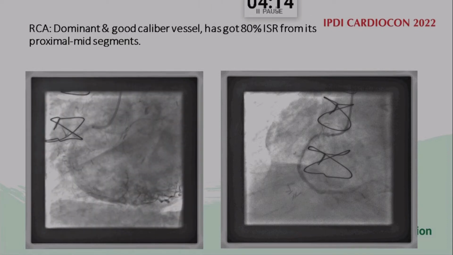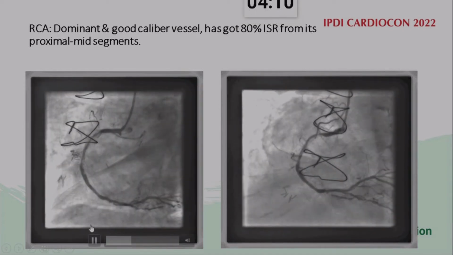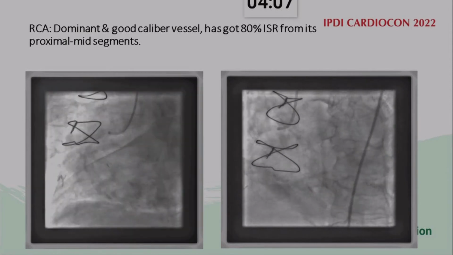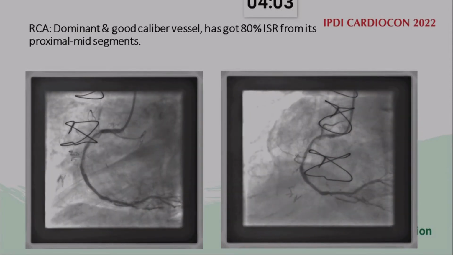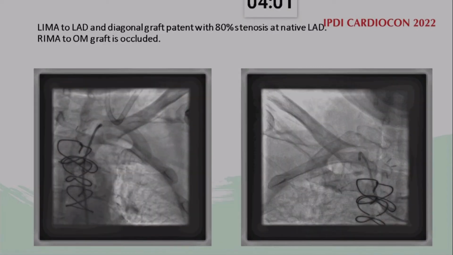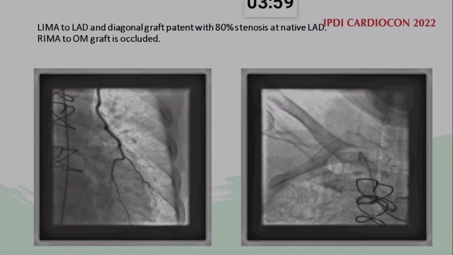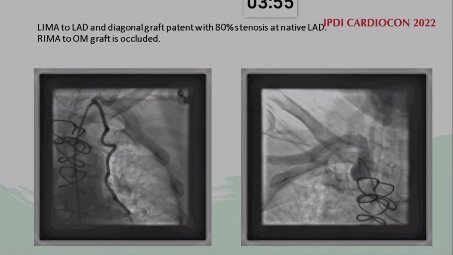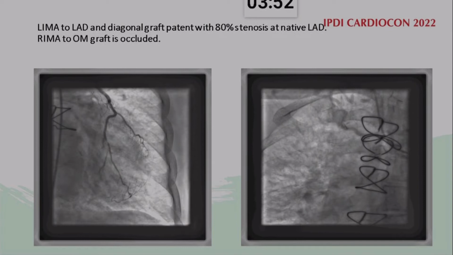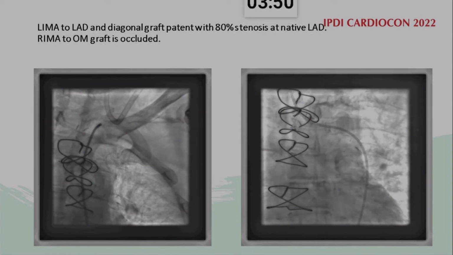RCA is dominant and a good caliber vessel and has 80% ISR from its proximal to mid segments. LIMA to LAD and diagonal graft patent with 80% stenosis at native LAD. LIMA to OM graft is occluded.